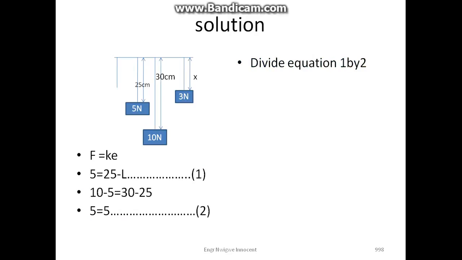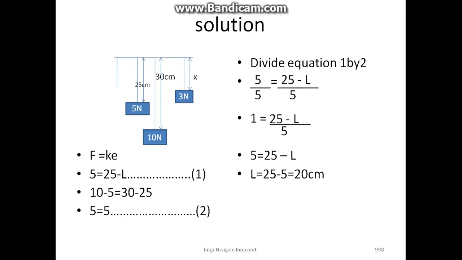Dividing equation 1 by 2, we have 5 over 5L equals 25 minus L all over 5L. Therefore, 1 is equals to 25 minus L all over 5L. 5L is equals to 25 minus L. L is equals to 25 minus 5, which is 20 cm. F is equals to Ke. 3 is equals to S minus 20. S is equals to 20 plus 3, which is equals to 23 cm.